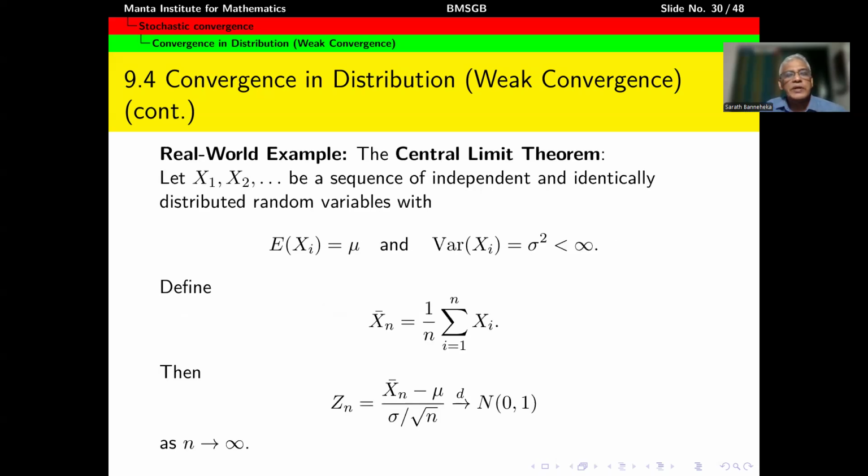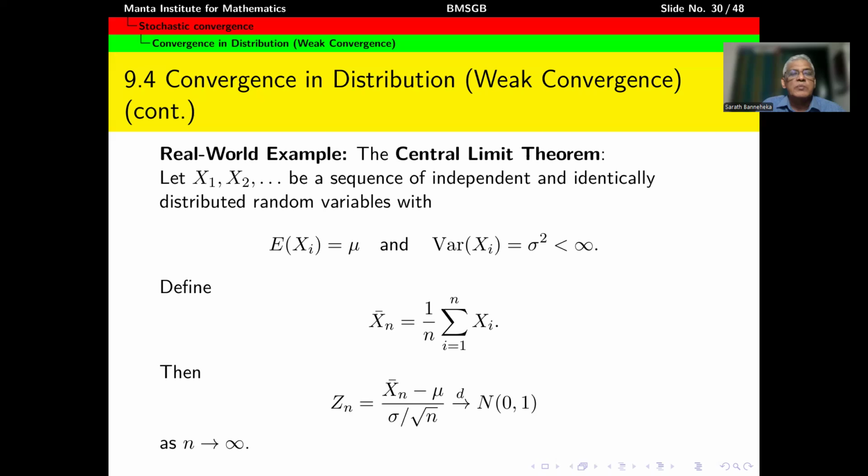So let us look at a very famous application of this convergence. We are talking about a sequence of random variables and another particular random variable. And there is a very famous theorem called the central limit theorem. There are several versions of that. We are considering the most basic version of the central limit theorem here. So what does the central limit theorem say?